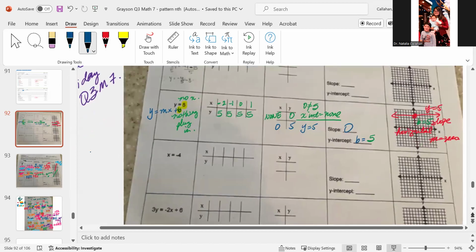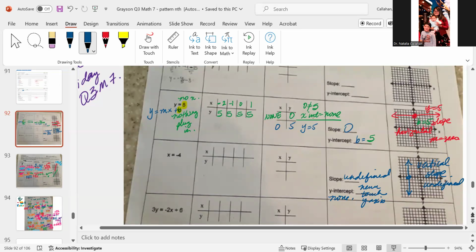X equals -4. What direction is that line going to go? Vertical. Okay, now draw the line, and fill this part out. So this is a vertical line. What do we know about the slope of a vertical line? The slope of a vertical line is undefined, so you're going to put undefined. Is this vertical line ever going to touch the y-axis? No. So what is your y-intercept? My y-intercept is none. Not 0. If it says 0, it means that line's touching 0.